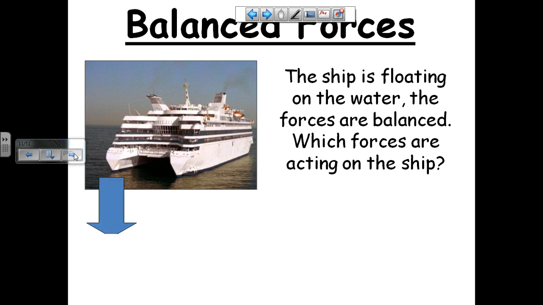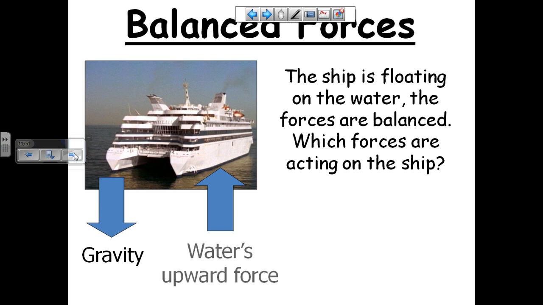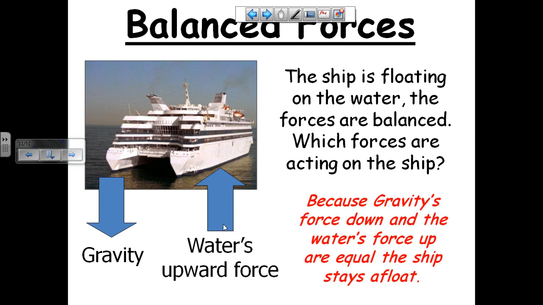If you said one of the forces is gravity, then you are correct. Gravity is a force that affects all objects on Earth. It always pulls objects towards the ground or towards the center of Earth. So gravity is definitely a force that's pulling the ship down. And then you also have the upward force of the water that's keeping it up. Since these forces are opposite directions but same size, therefore the boat will stay afloat.